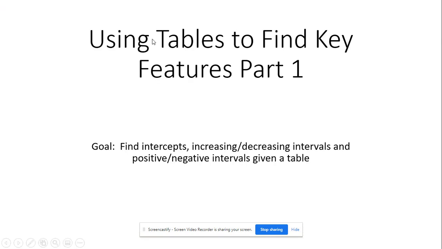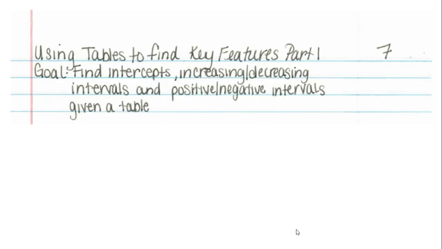Now that we have found key features of functions using a graph, we are now going to find those key features in a table. So the goal of today's lesson is to find intercepts, increasing, decreasing intervals, and positive, negative intervals given a table. You should title your notes, using tables to find key features part 1. It is page 7, and your goal is what I just read, to find intercepts, increasing, decreasing intervals, and positive, negative intervals given a table.